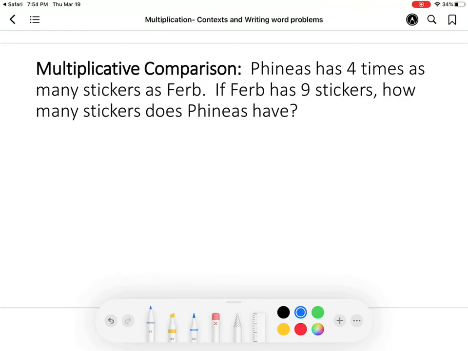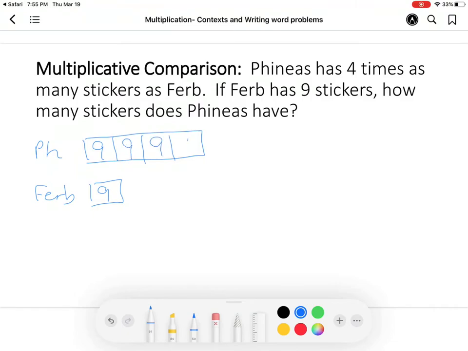Well, when I'm comparing, the bar models work really well. So 4 times as many, I want to draw one bar that is 4 times as long as a second bar. This is going to be Phineas's, this is going to be Ferb's, and the story says we have 9 stickers, so if one box represents 9 stickers, then we have to put a 9 in each box, and I can see this is 4 groups of 9. So this is 4 times 9. 4 sets of 9 stickers.